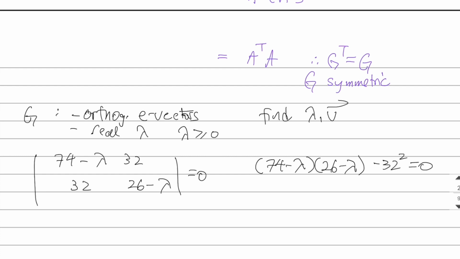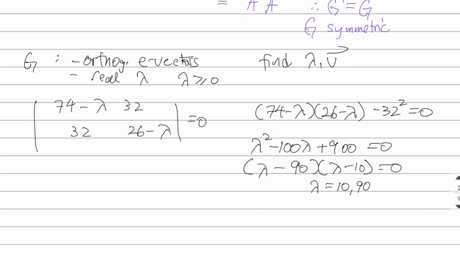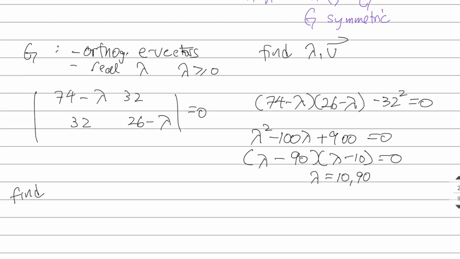And if you do the work, this is going to get you lambda squared minus 100 lambda plus 900. This can be factored. We've got lambda minus 90 times lambda minus 10 equals 0. So as expected, we have 2 eigenvalues. They're both real. So at this point, we're going to find the eigenvectors that go with them.